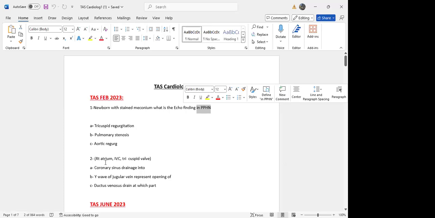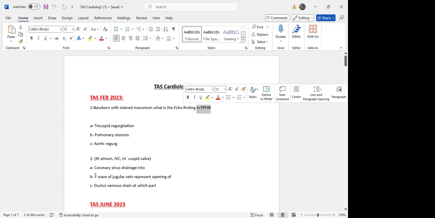Now this is the right atrium, IVC, tricuspid valve. So coronary sinus drains into where? The coronary sinus is basically draining all the venous blood from the heart directly into the right atrium. We all know that the SVC brings the blood from the upper body and the IVC brings the blood from the lower body, but the venous return of the heart will open into the coronary sinus, and then ultimately it directly opens into the right atrium.